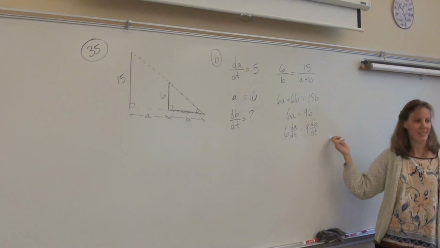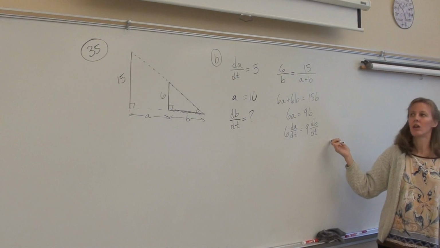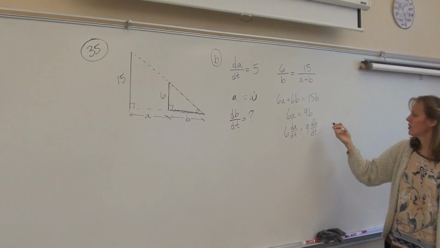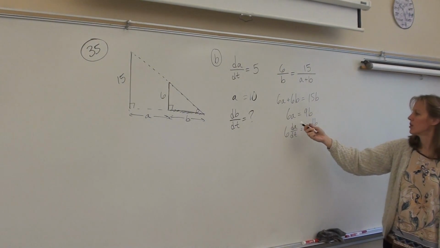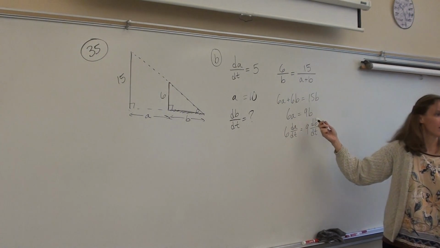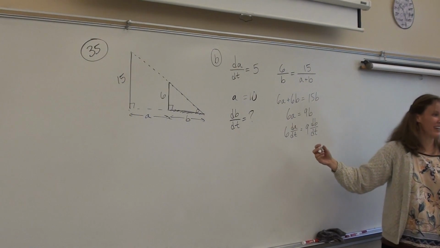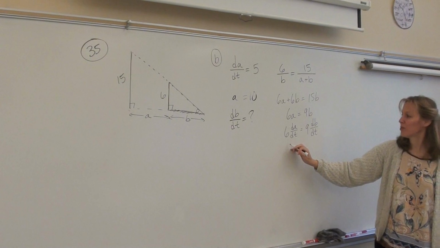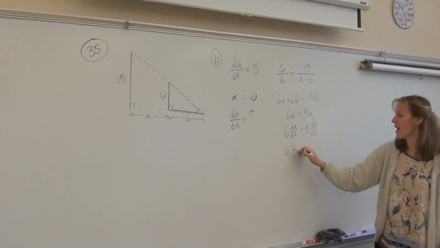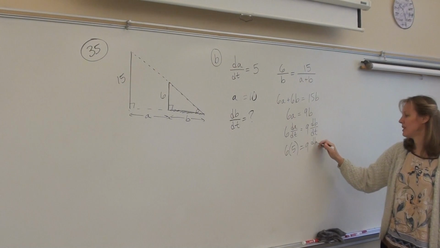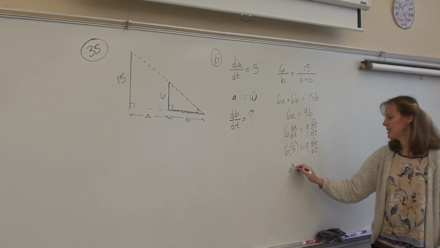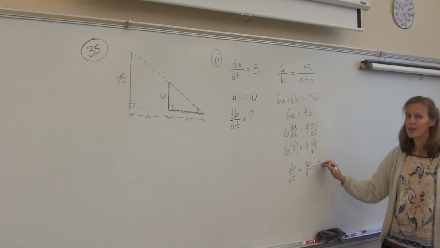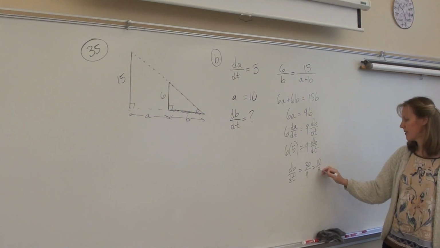Golden. Good. Why can't you say A equals 3B and then divide over? You mean 2A equals 3B? Oh, yeah. Okay. And you could do that. Okay, so we have 6 times 5 equals 9 dB dt. So dB dt is 30 over 9 or 10 over 3, right?